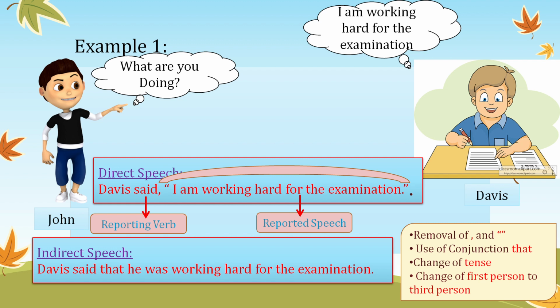The main verb in the sentence usually changes to past tense. If in the sentence the main verb is in present, it will usually change into past tense. Here the main verb is am, and it has been changed into past tense, that is was. All kinds of sentences change into statement. All the sentences here change into simple statement. Now, let's recap what all changes have been made in indirect speech. Removal of comma and inverted comma, use of conjunction that, change of tense, change of first person to third person.